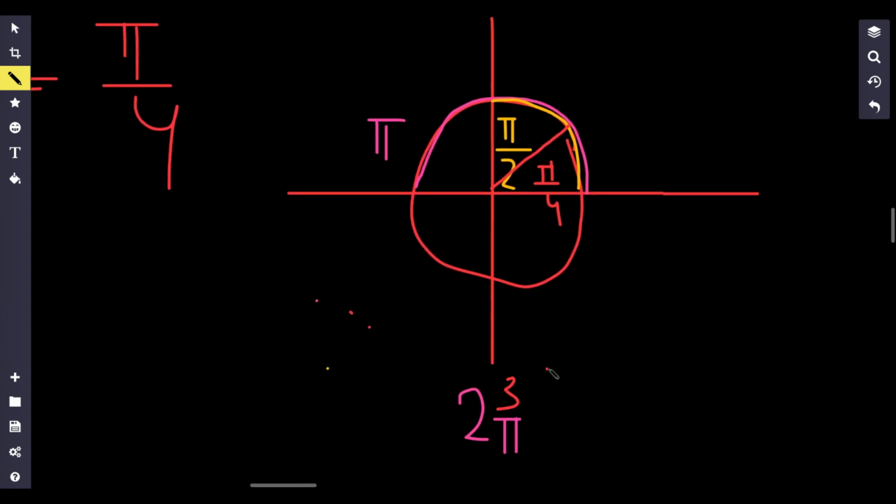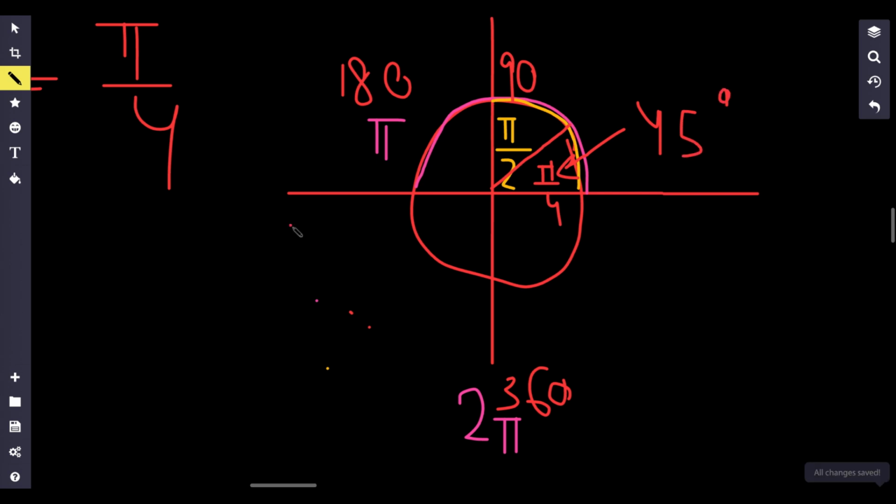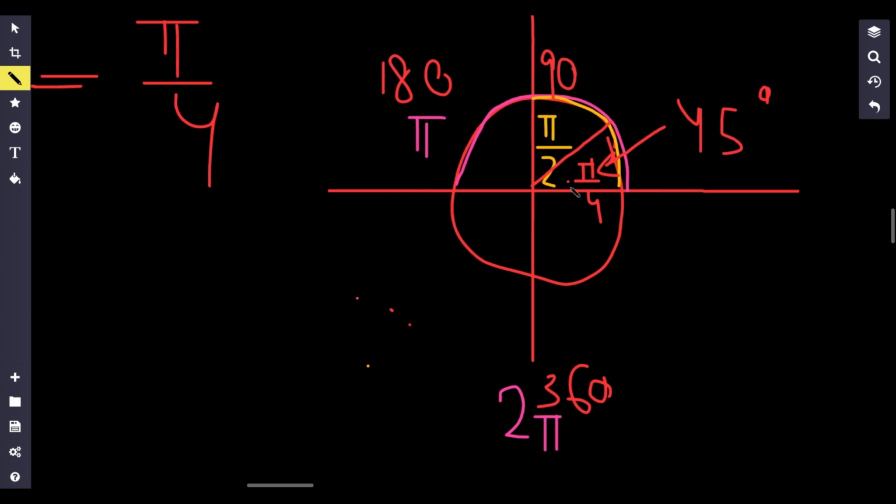These are just a couple of things to know. 2 pi is 360 degrees. Half of 360 is 180, which we said represented a semicircle. Half of 180 is 90 degrees. So that means pi over 2 represents this part, because it's half of 180. That means that pi over 4 represents 45 degrees, because that's half of 90 degrees. Pi over 4 is half of pi over 2, so that has to represent 45 degrees.